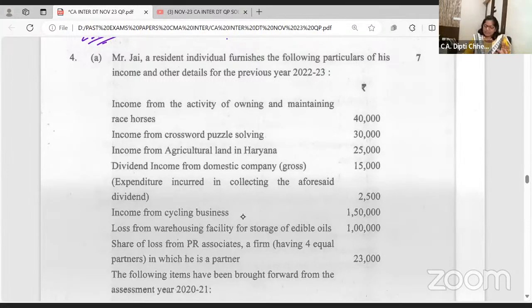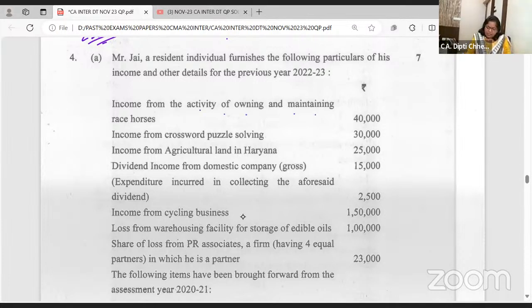That if I start teaching, it will take long. And the second thing is presentation. Students make mistakes in presentation, or they write too many notes. Not required. A 1.5 page solution for these 7 marks is not required. Okay, so let's do this together.